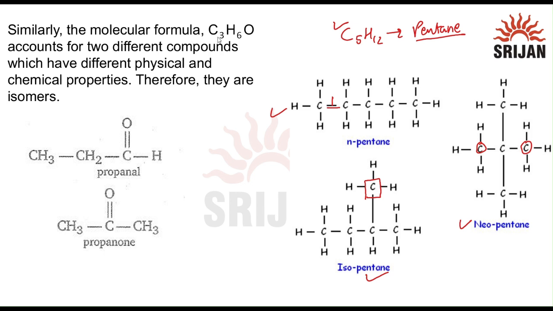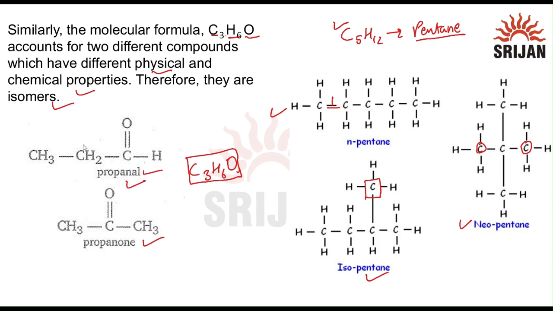Now, similarly, the molecular formula C3H6O accounts for two different compounds which have different physical and chemical properties. Therefore, they are isomers. As you can see here, propanol and propanone both have C3H6O in their molecular formula. But if you see, the structure is different.